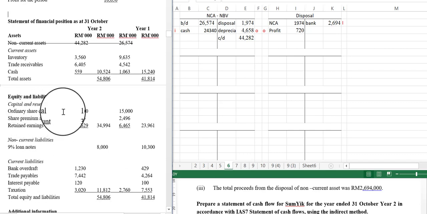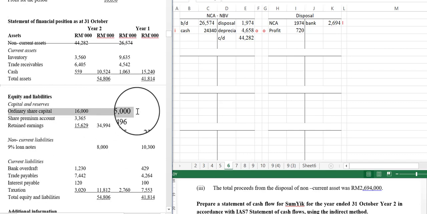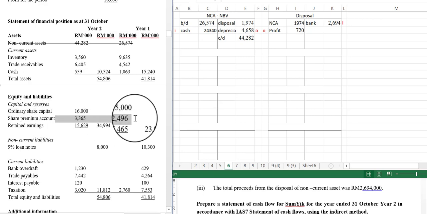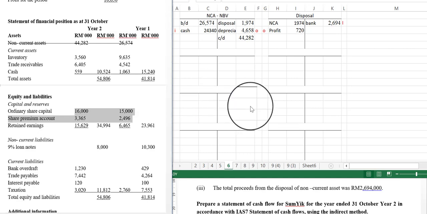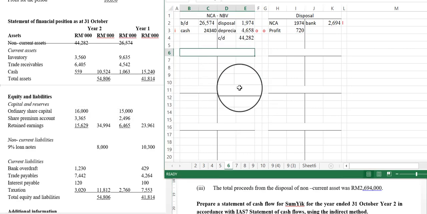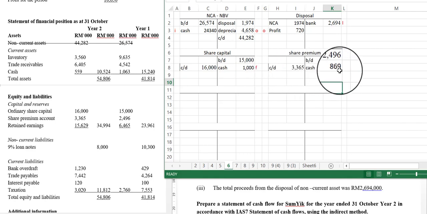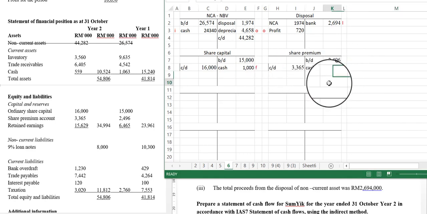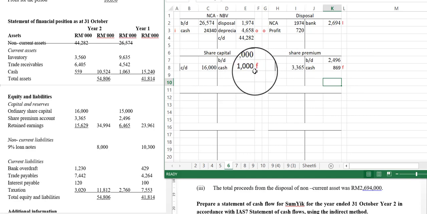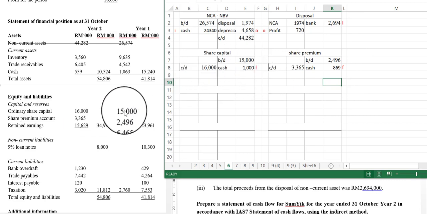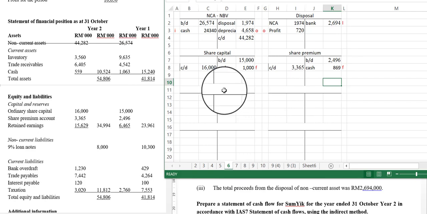Inventory, no. Share capital, if you look here, there is an increase of 1000. Share premium also has an increase. Now whether we need to open T accounts for these two accounts or not is actually up to you. I don't mind if you don't want to open them, but I'll do it for your understanding. The cash amount always goes to financing. If you don't want to open these two accounts, it's okay, because you can just directly minus and get the difference. Go to your financing activities.